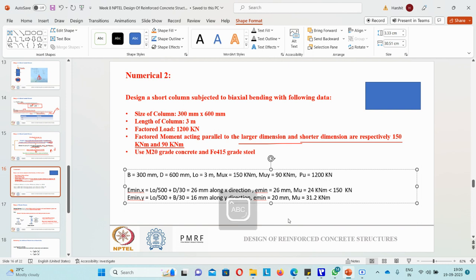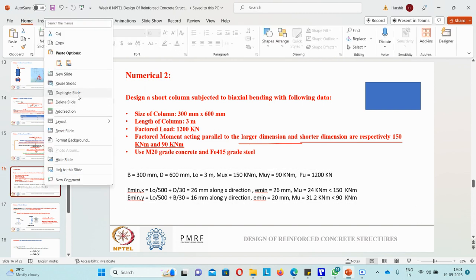Okay, so we can just design for the moment that is given to us, and we don't need to worry about the moment that is generated due to this eccentricity. Okay, so this is the first check that we always need to do. The design moment we can see is greater than the moment imposed due to the eccentricity, and thus our design moments will be 150 kilonewton meter and 90 kilonewton meter. Okay, now let's see the next part.